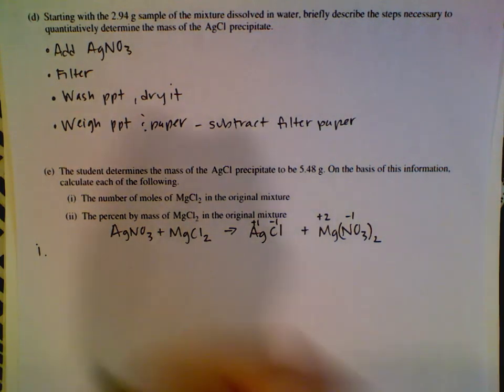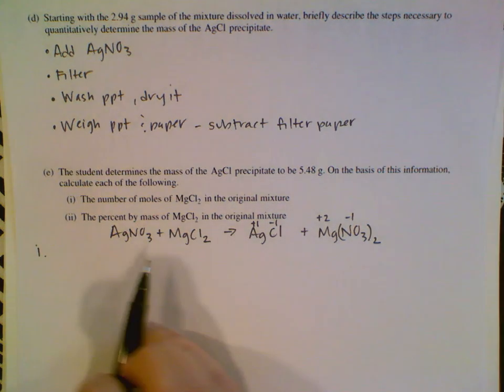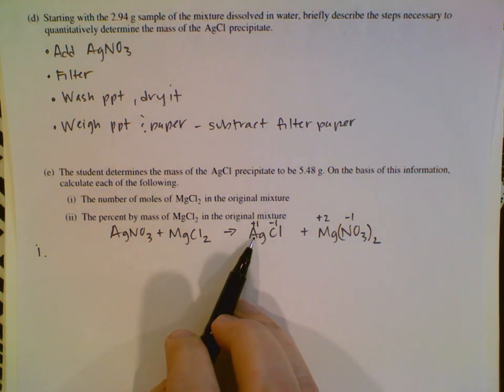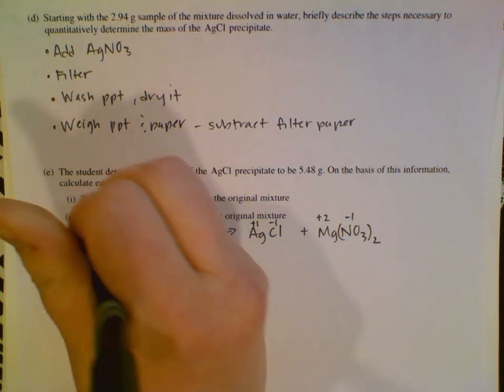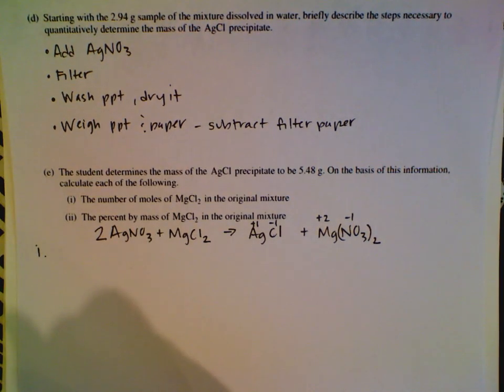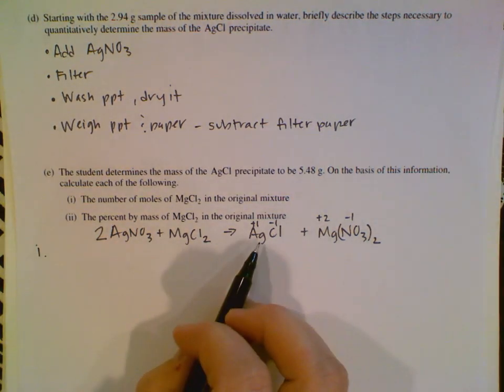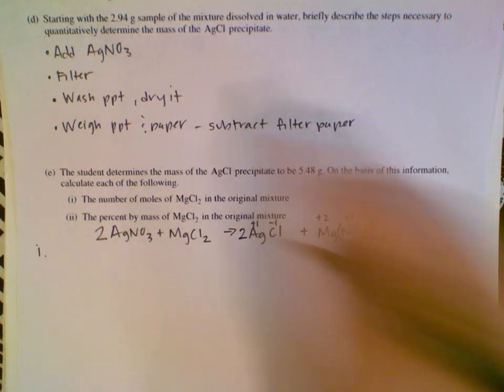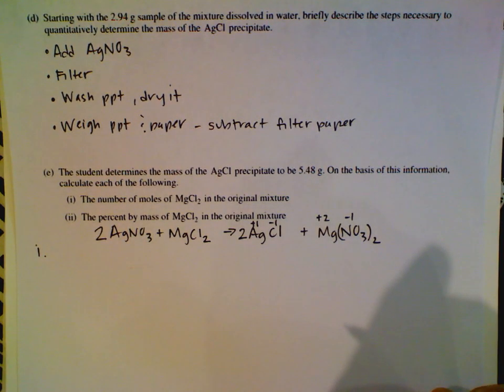So if we look here, I've got 1 silver, 1 silver. That's good to go. Nitrates, though, got a problem. So I'm going to put a 2 on my silver nitrate on the reactant side, and then that has to be balanced out by a 2 on the product side in front of the silver chloride, but I think that is good to go.